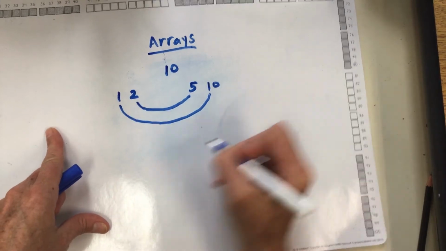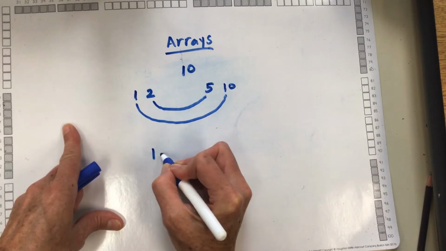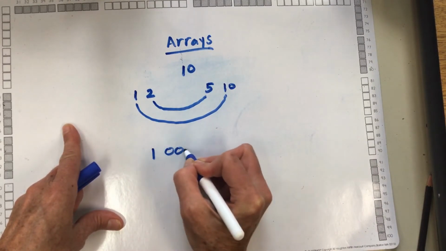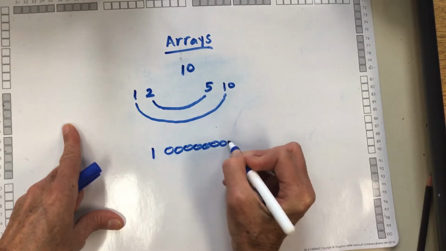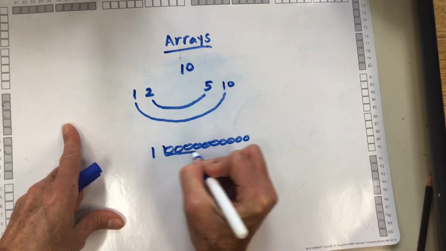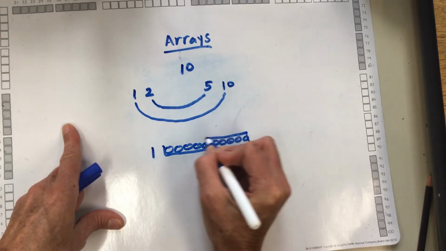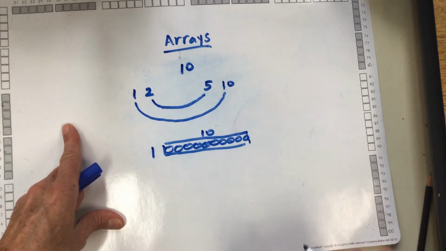So I'm going to draw the first one. It's a 1 by 10. So 1 row, and it's going to have 10. It's going to be a really long, skinny one. 1, 2, 3, 4, 5, 6, 7, 8, 9, 10. And I want to make sure I label my array too. There's my 1 by 10.